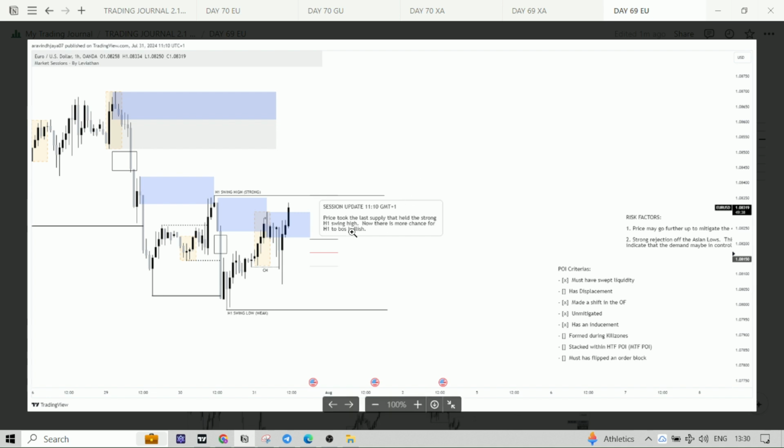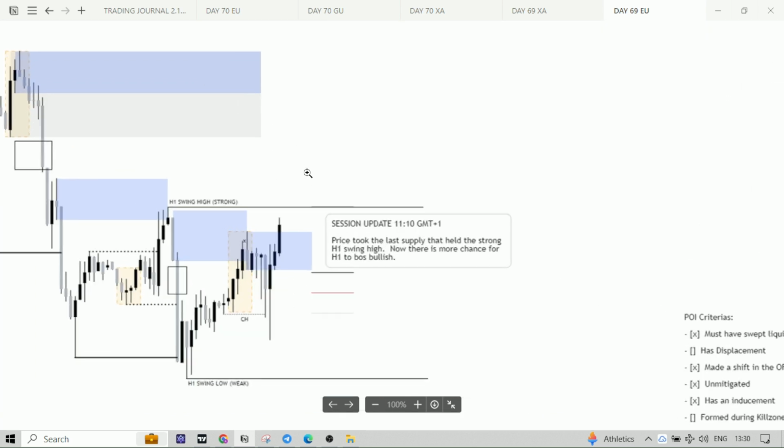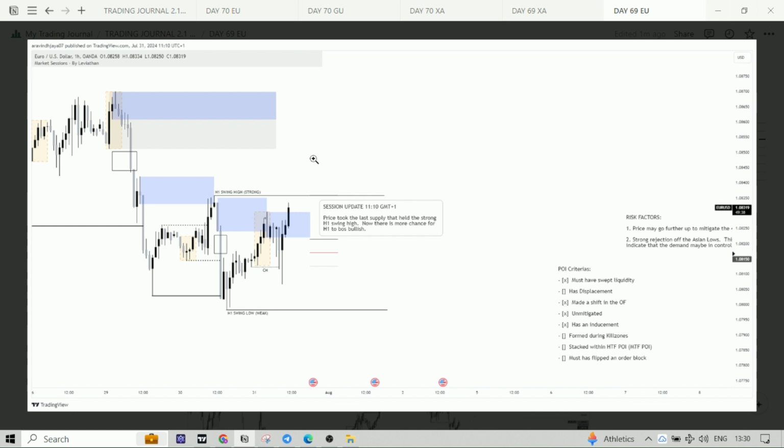So it was 11:10 and price took the last supply that held a strong H1 swing high. So there was more chance for the price to take out this strong swing high. If the price takes out this strong swing high, then you know what the daily time frame can do: price can go all the way up to some supply and then it can push down. So I will modify the H1 swing structure according to the higher time frame.